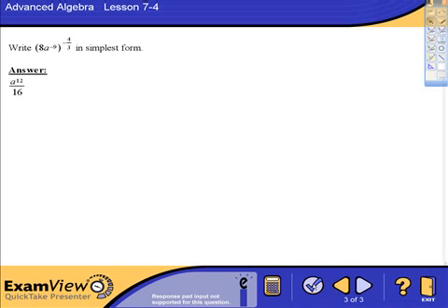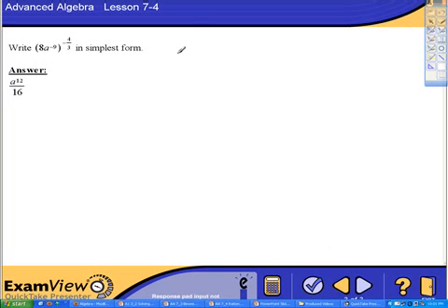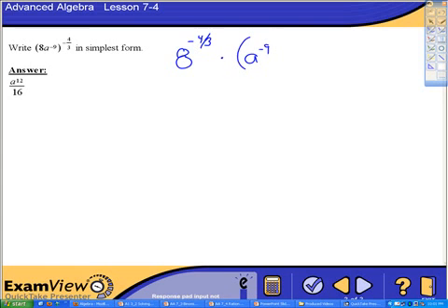I'll just bring up the answer. She got a to the 12th over 16. If you didn't get it, this is what they did. We have 8 to the negative 4/3. And we have a to the negative 9 to the negative 4/3. That negative here is going to flip that over, so it's 1 over 8 to the 4/3 times negative is positive. 9 times 4/3, well, 9 divided by 3 is 3. 3 times 4 is 12, so that's the a to the 12th we're going to see.